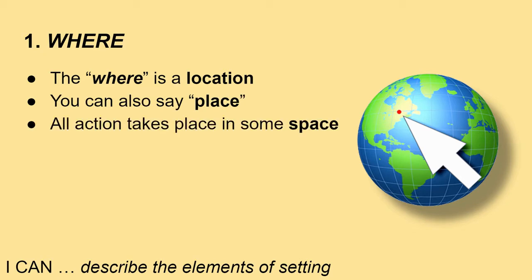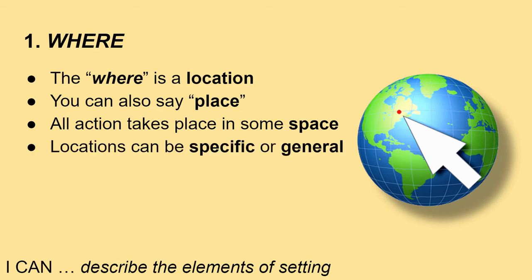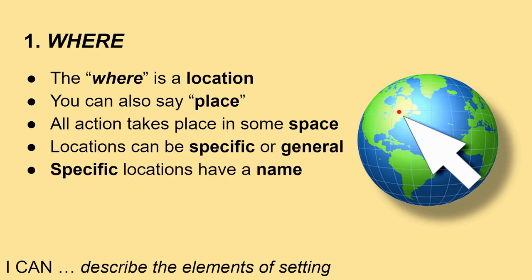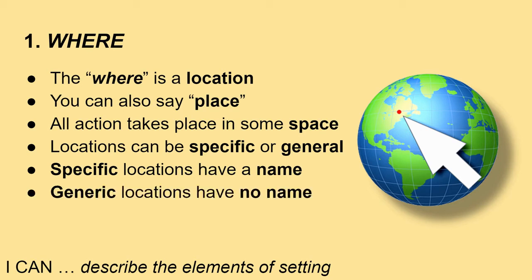All action takes place in some sort of space. Think about it. You can't do something without it happening somewhere. And that's what the where part of setting is. Locations can be specific or they can be general. Specific locations will have a name. Generic locations will not have a name.